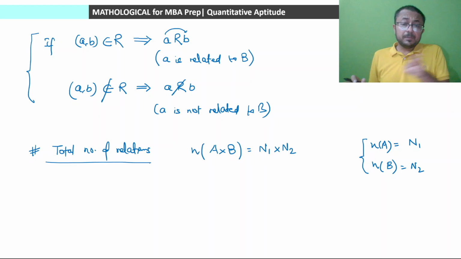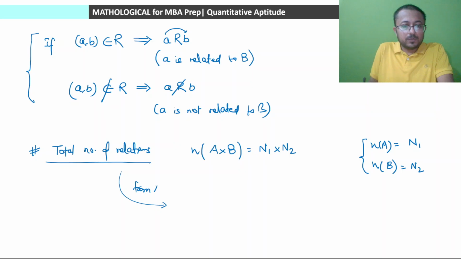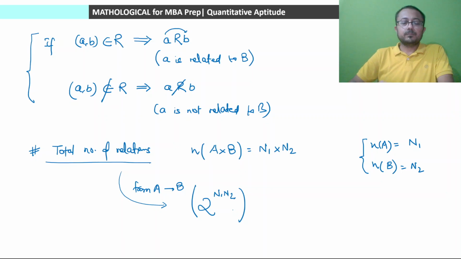So for every element there are two choices. So total number of relations will be, in such a case, the total number of relations from A cross B, from A to B possible. That will be 2 to the power n1 into n2. Or which is 2 to the power number of elements in A multiplied by number of elements in B.